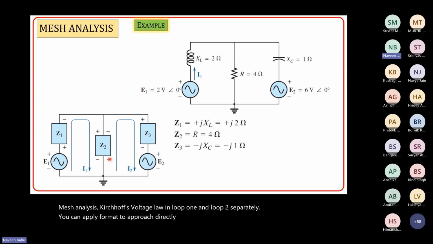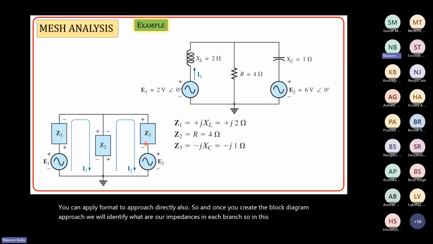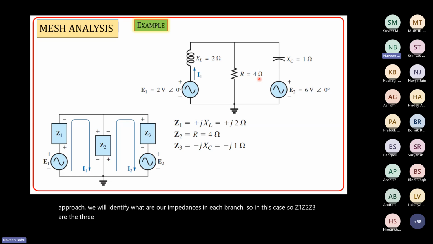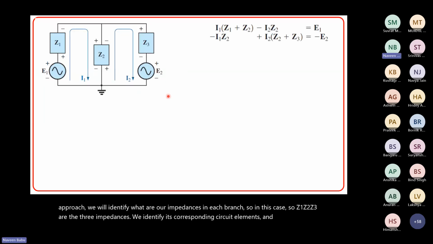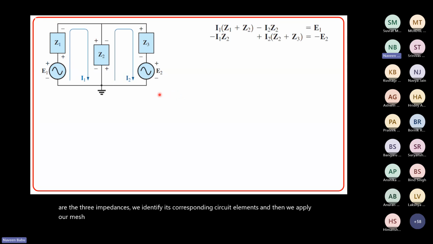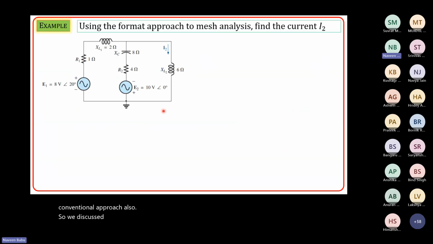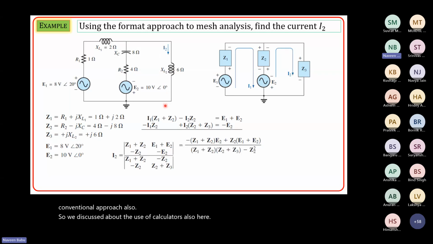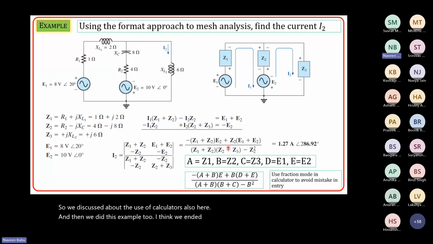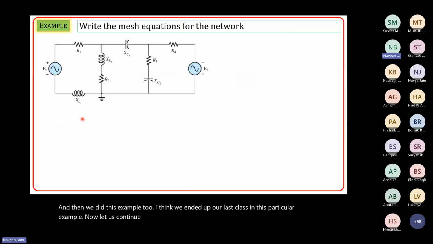Once you create the block diagram, we identify the impedances in each branch. In this case, Z1, Z2, Z3 are the three impedances. We identify the corresponding circuit elements, and then we apply our mesh analysis. Either you can apply the formative approach or the conventional approach. We also discussed the use of calculators here, and then we did this example too. I think we ended our last class with this particular example. Now let us continue with mesh analysis again.